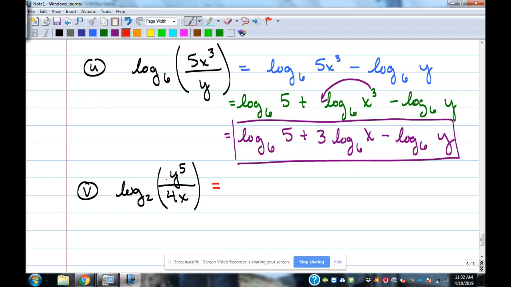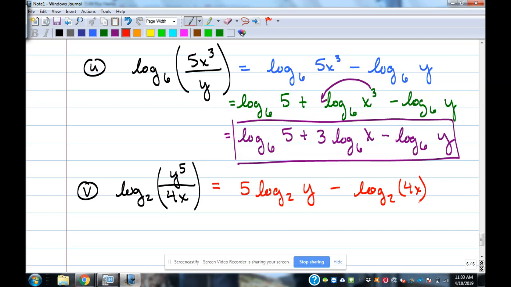All right, so what's going to be in the front? Technically y to the 5th, right? But can I go ahead and do that power property? Yeah, so we could put that 5 there. Anytime I can do that, I try to, because the numerator is always going to be the first part, and because it has an exponent of 5, I can drop it to the front through the power property. Okay, and then I'm subtracting log base 2 of 4x.